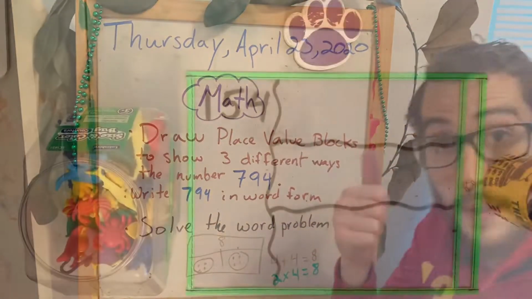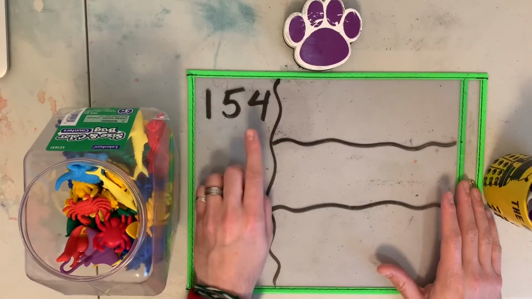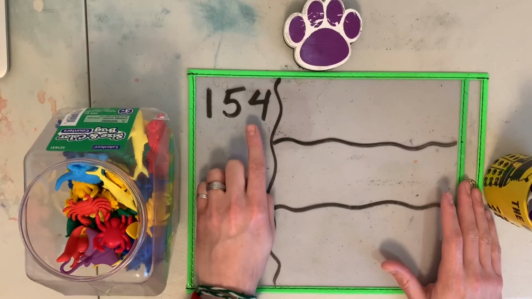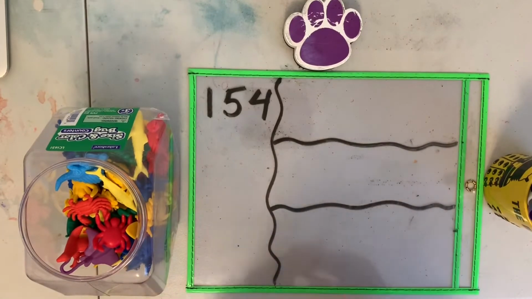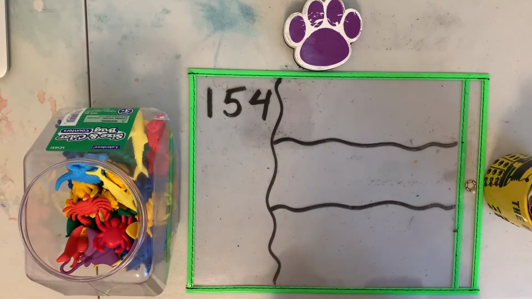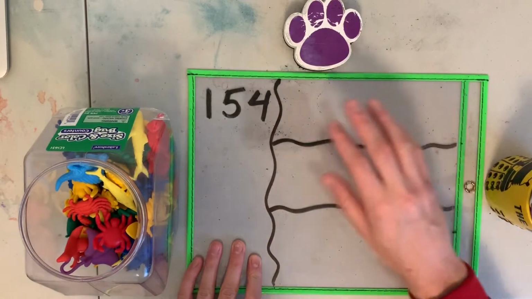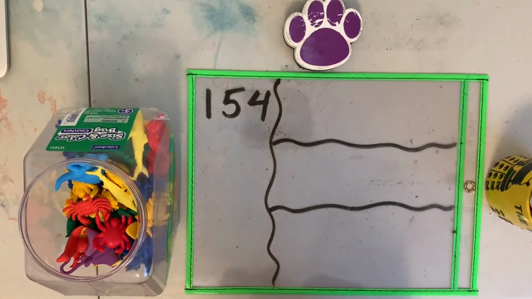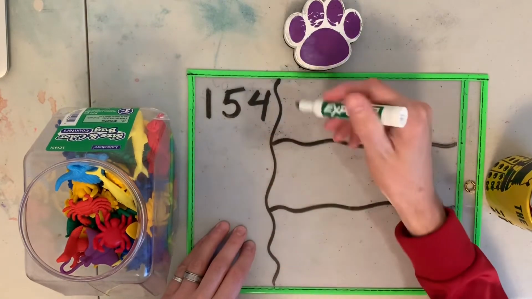Understood, guys? Right now, we're going to draw place value blocks to show 3 different ways of the number 154. I have chosen an easy number so you can understand a little bit better, because I think that some of you are a little bit confused. So let's do this number. Remember, the first one on the top is just the basic representation of this number. Let's use color green. So 154, I only have 100.